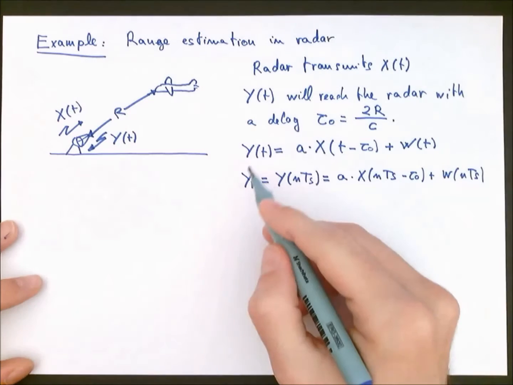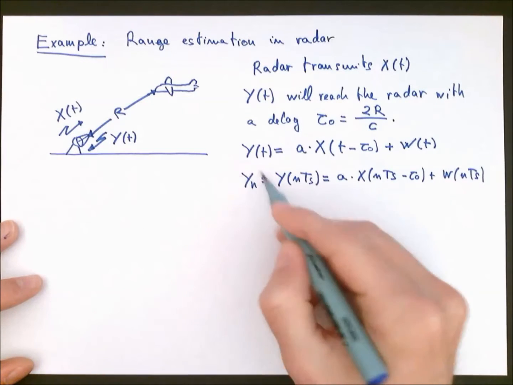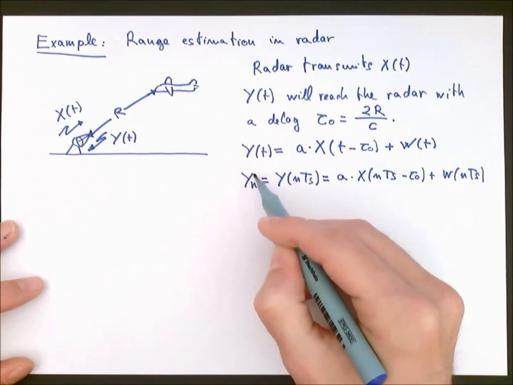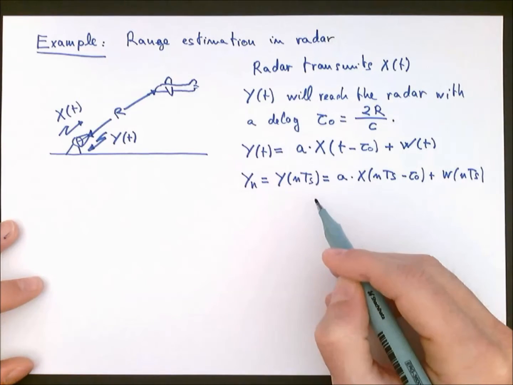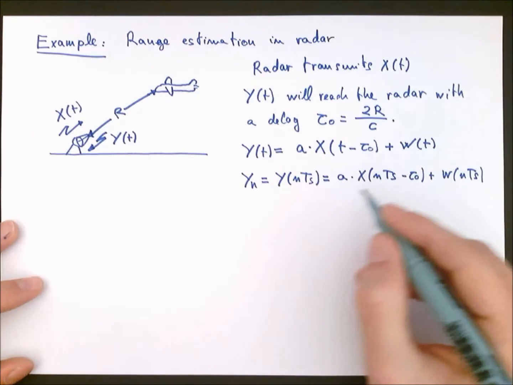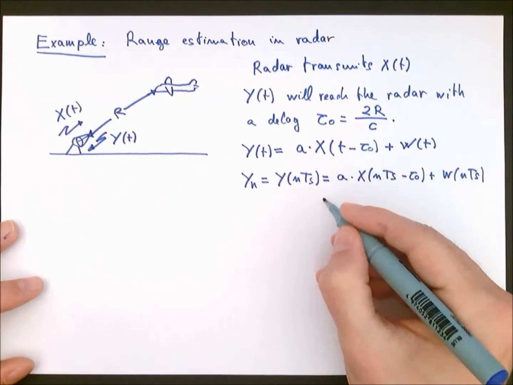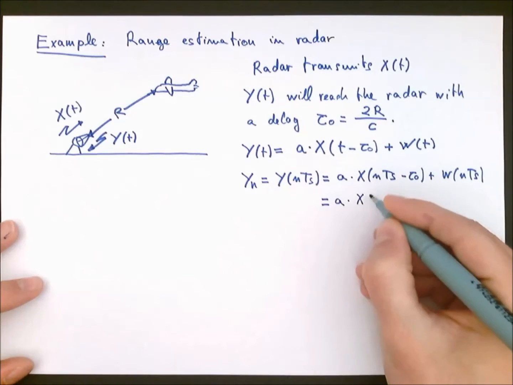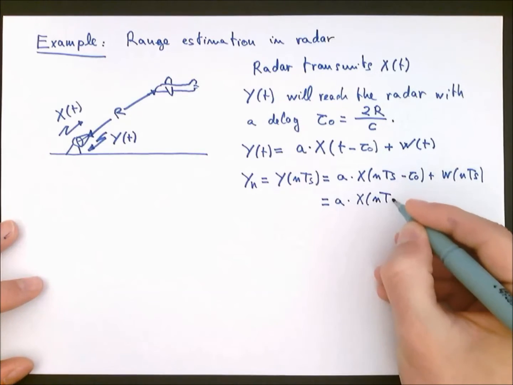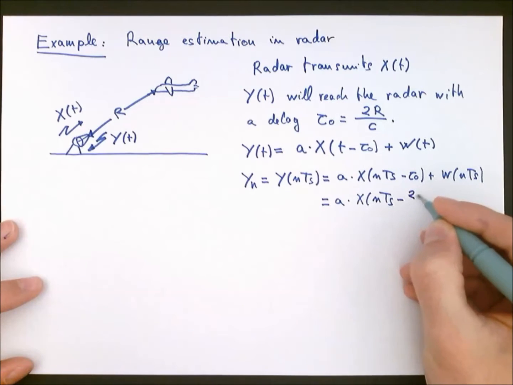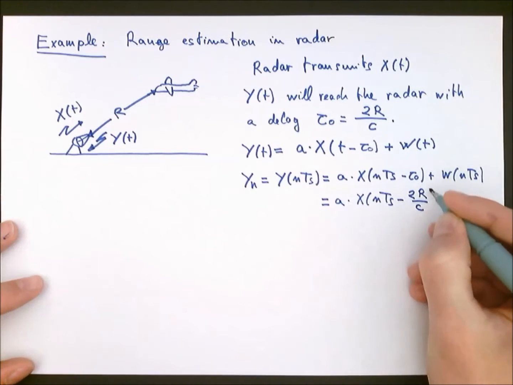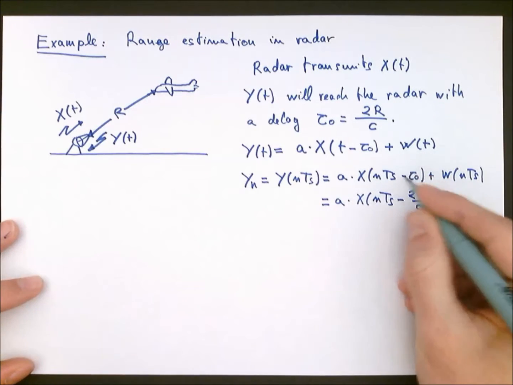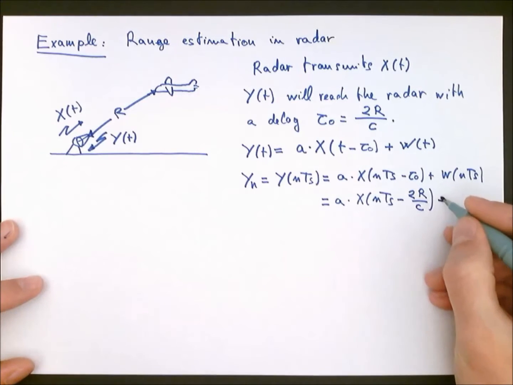Now, we were discussing before that the model we make for our data, the samples Y, in this case, should relate the data to the unknown quantity that we want to estimate. And this is in fact the case, because we can rewrite the received samples as a function of the range, since the delay of the received pulse depends on the range of the target.